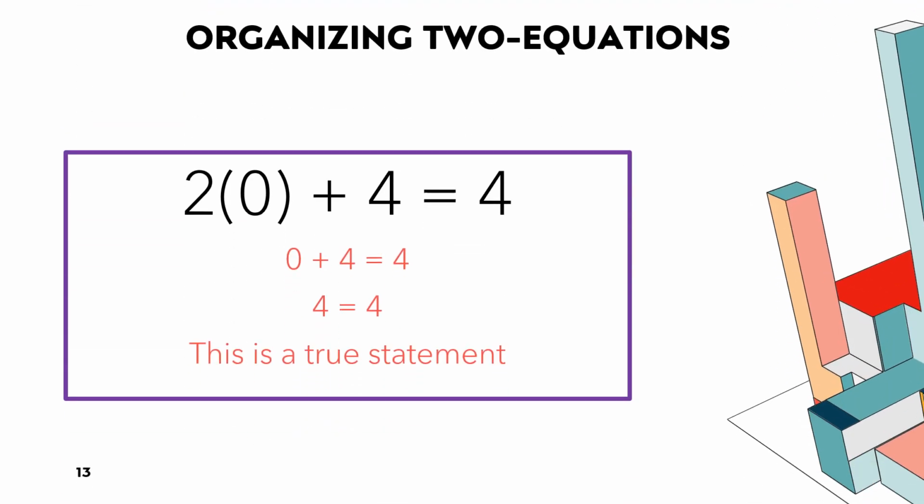Here, we are checking our work. We multiply 2 times 0, which is 0. Next, we add 0 and 4 to get 4. Finally, we see 4 is equal to 4. This means our work was correct, and this statement is true.